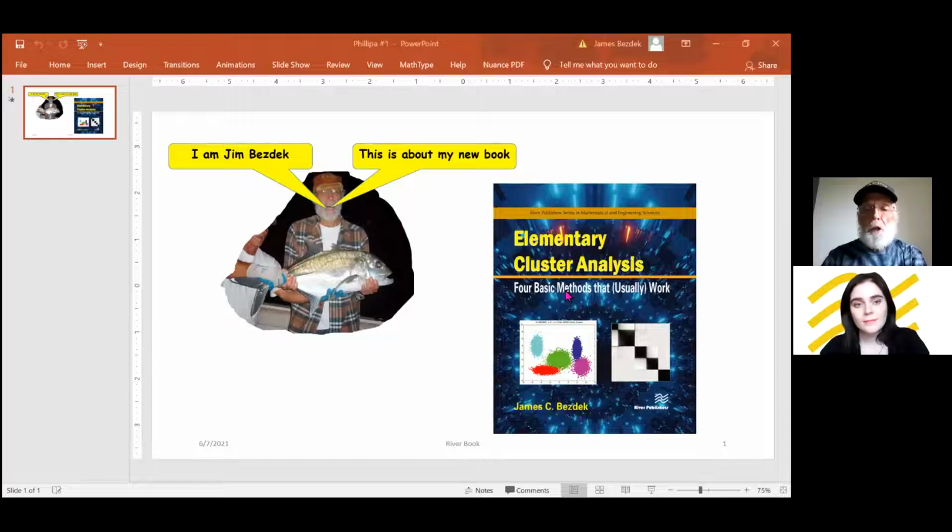The other important point about the title is the word usually. I chose it quite expressly to point out to readers that all these methods can fail, as every method in pattern recognition can fail. So I will illustrate that a little later.